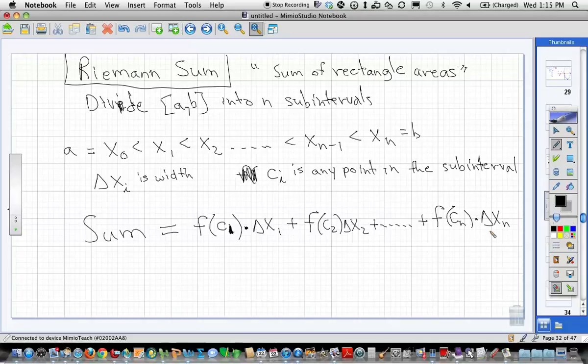First height times first width plus second height times second width, and so on, last height times last width. Add them together. That's the sum of rectangle areas. Now, you might ask, why do we have that? We're getting to that. Tomorrow we'll get into that some more. That is the sum of the rectangle areas.